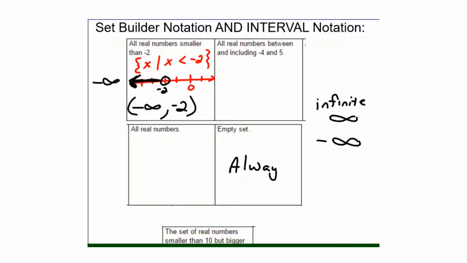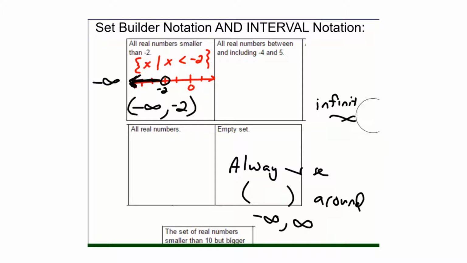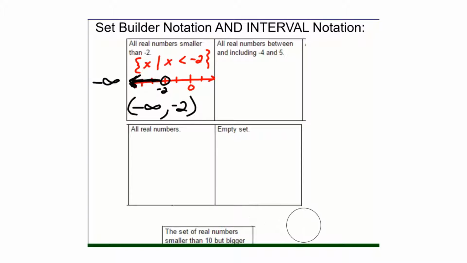We always use parentheses around negative infinity and infinity symbols on that side of the interval. You'll see that as we go through this.